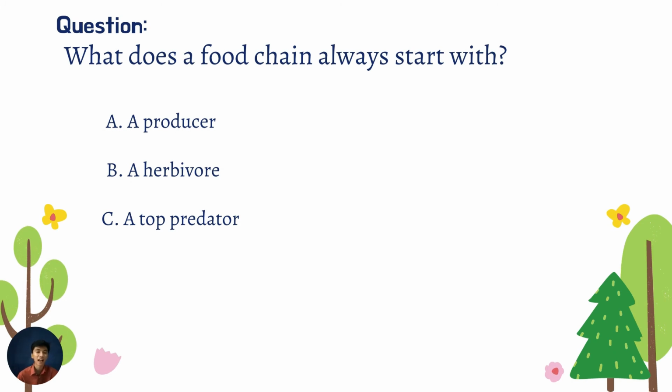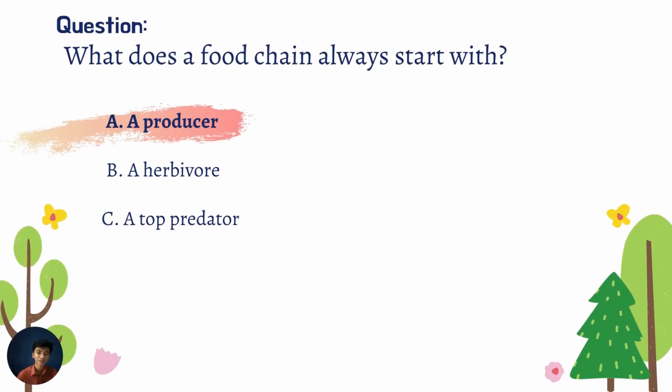This is the question. What does a food chain always start with? A, a producer, B, herbivore, or C, a top predator? You have 5 seconds to answer. And the answer is A, producer. Correct. Producers are also the base of our energy pyramid.